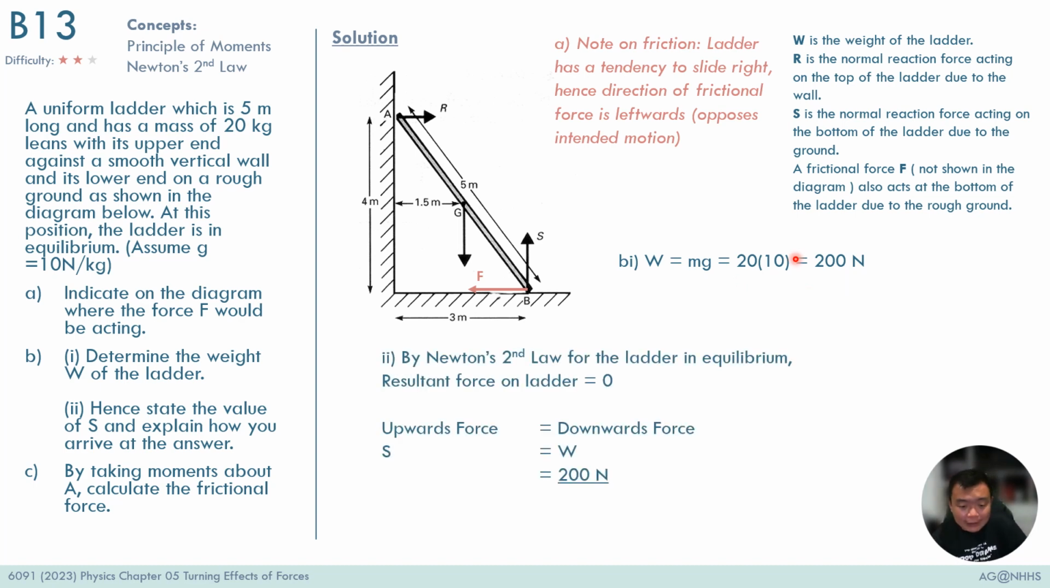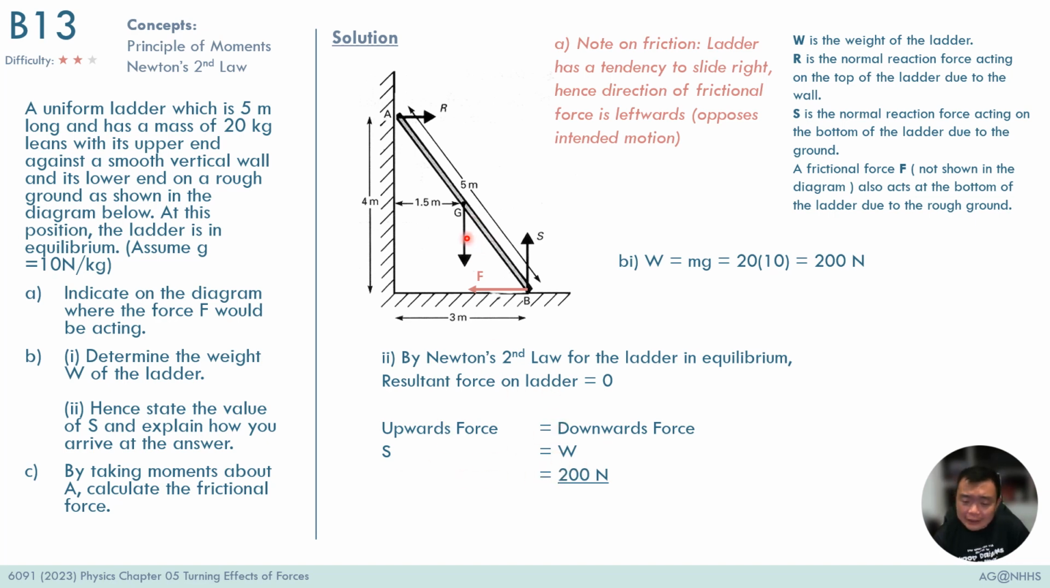In B part 2, you are to determine the value of S, the upward force. In this case, I've used Newton's second law because the whole ladder is in equilibrium, it's not moving, it's not rotating. So all the upward force, just one upward force over here, S, must balance the downward force. So S and W, these two values must be the same. That's what I used to solve the question.